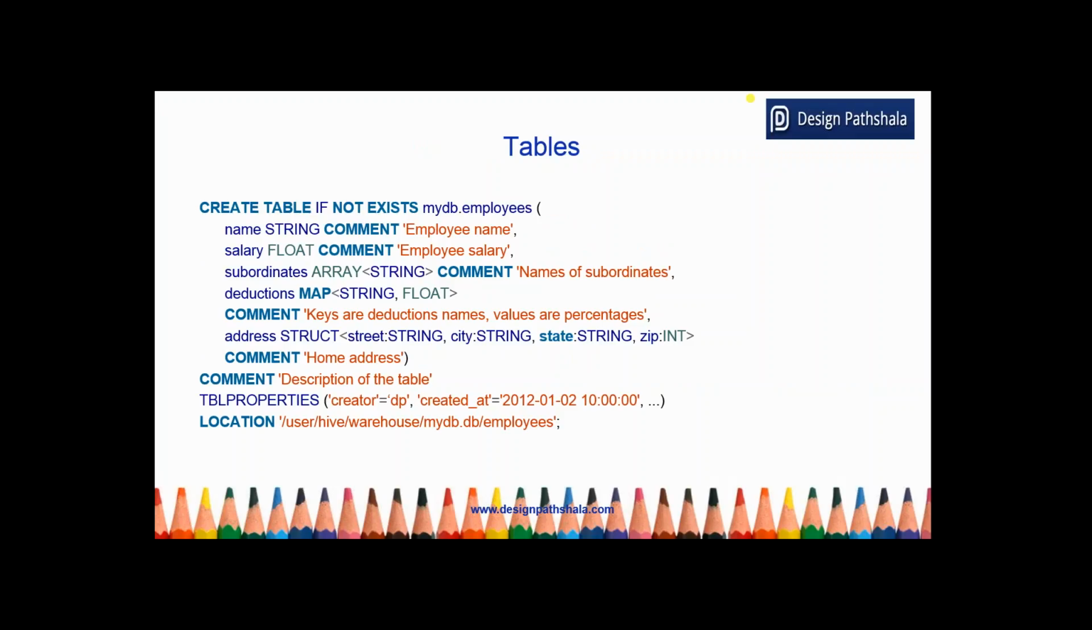We just saw table creation. There is another table which I am creating over here. Here are some extra features: we are giving comments to each column, and we are creating maps. We are giving a comment to the table also, and some table properties. We are pointing this table to a location, so this table would be reading the data from this location. Although this table might be lying in my design pathshala database, it is pointing to this location. So all the data from this location will be read by this metadata.